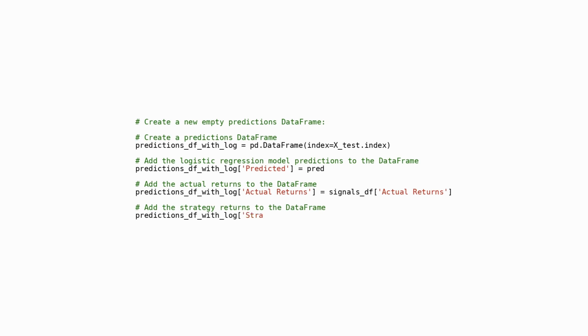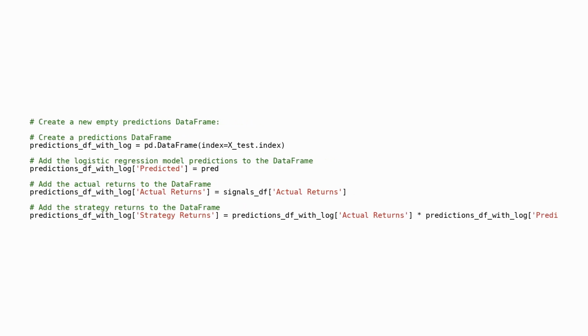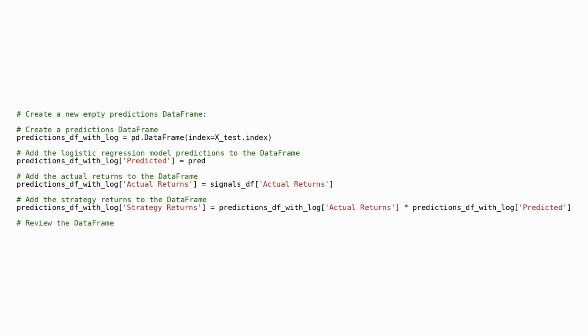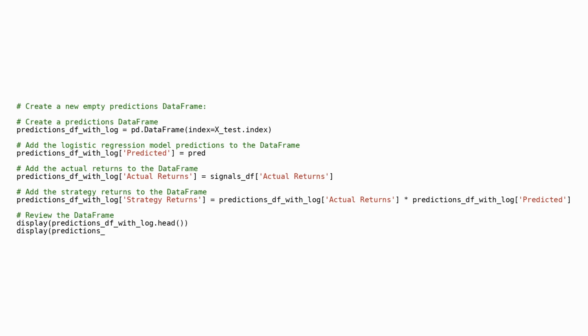Following that, a column named actual returns is added, which would include actual returns from a data frame signals_df, suggesting that there is a financial context for these calculations, probably a trading algorithm. Subsequently, strategy returns is tabulated by multiplying the actual returns by the predicted values, presumably to model the returns of a trading strategy where the sign of the prediction, buy, sell, or positive/negative, directly affects the outcome. Lastly, the beginning and end of this resulting data frame are displayed, which allows for a quick manual inspection of the process data.